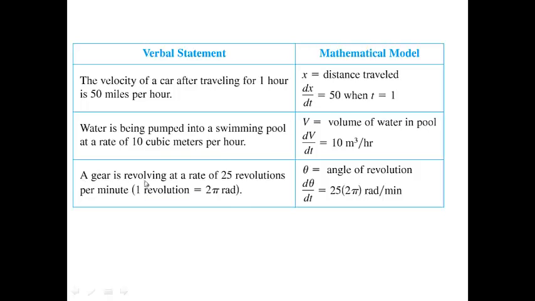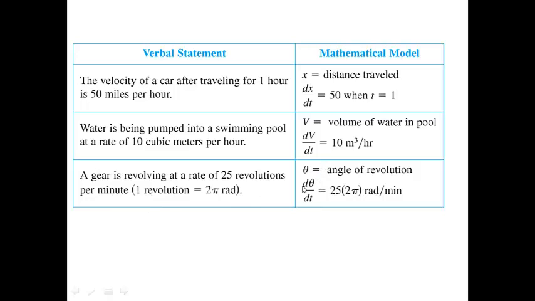A gear is revolving at a rate of 25 revolutions per minute. 1 revolution is 2 pi radians. I'm surprised they gave you this here, because 1 revolution is actually just circumference. C is equal to 2 pi radians. So here you have the angle of revolution. 1 full revolution would be 2 pi, right? You should know that 1 full way around the unit circle is 1 revolution, which is 2 pi, right? Around the unit circle is 2 pi for 1 time around.